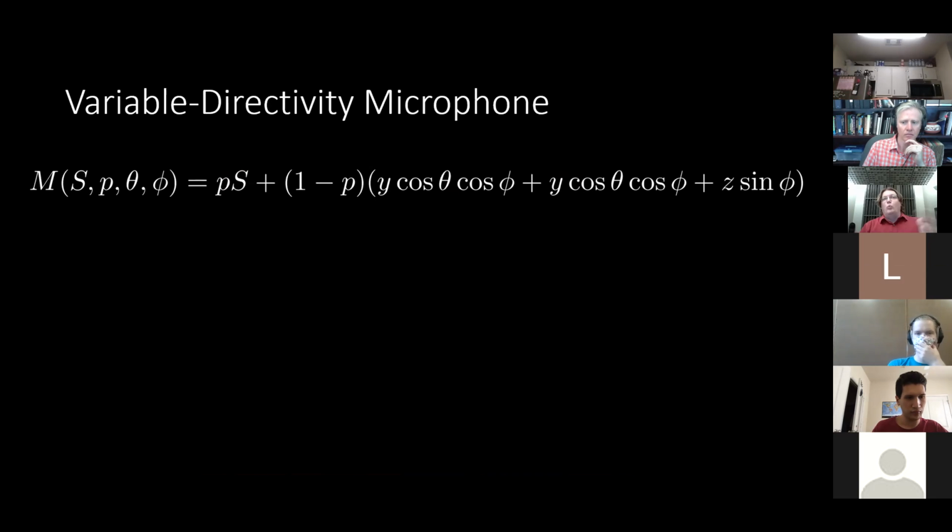So if P is 1, we would expect to get all omni, and then everything to the left would be 0, so no bidirectional. And if P was 0, we would get no omni, and then 1 minus 0 is 1, so we get everything in the bidirectional microphone. And then all that mess, I had some serious typing errors. That first Y should be X. That's what happens when you get in a hurry.